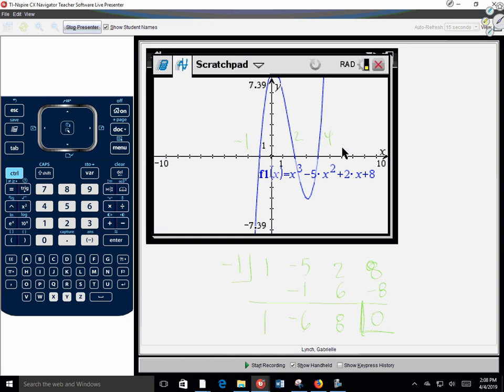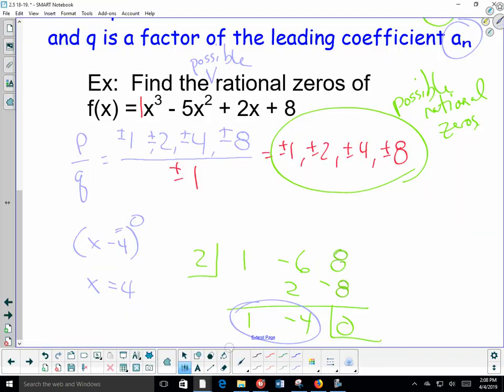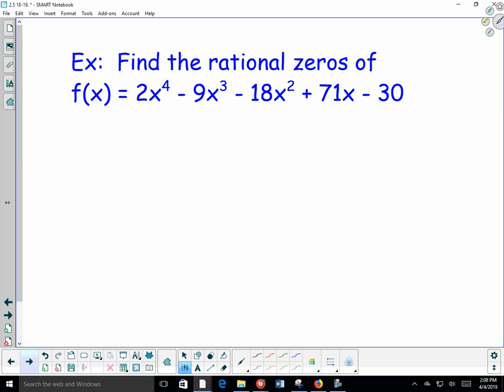Okay, let's try one more of these, and let's take a look at this one. You're going to find the rational zeros for this, but before we do that, we're just going to try and find the list of possible rational zeros. So I need that list of P over Q values. So in this case, the P values are going to be what, Megan?